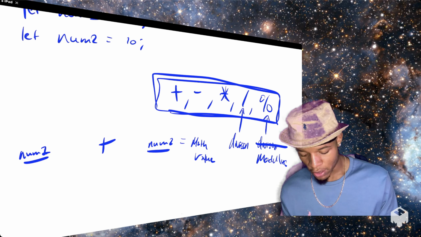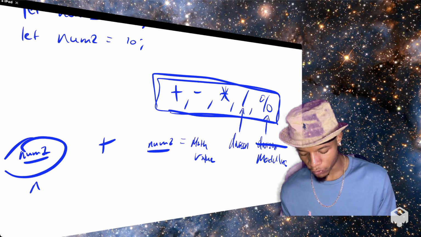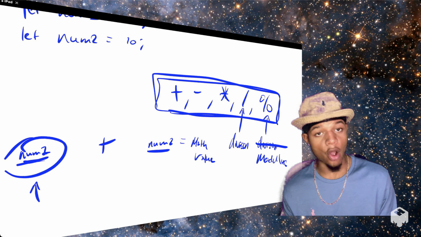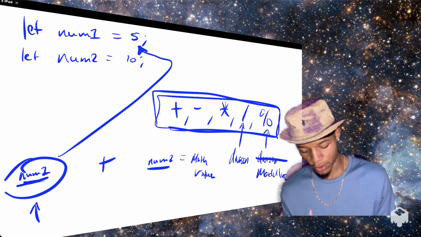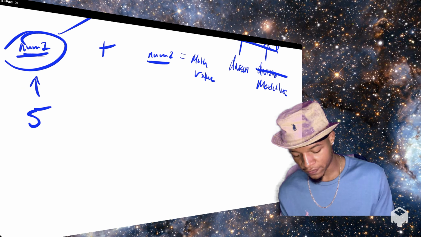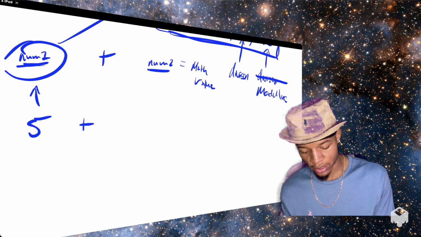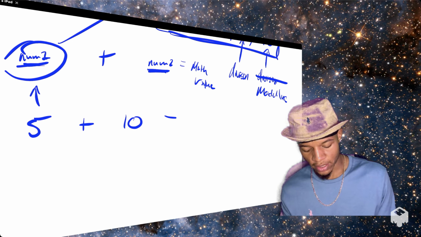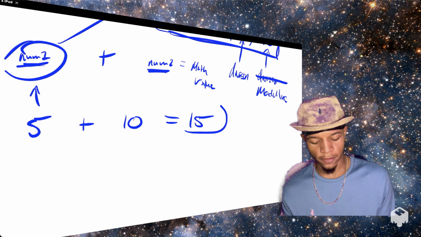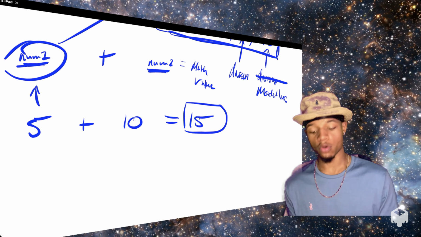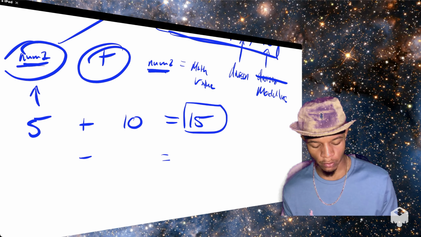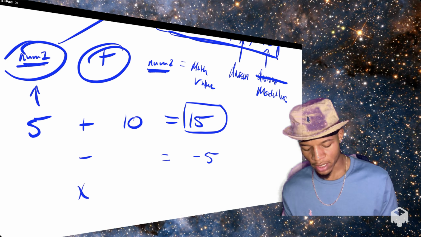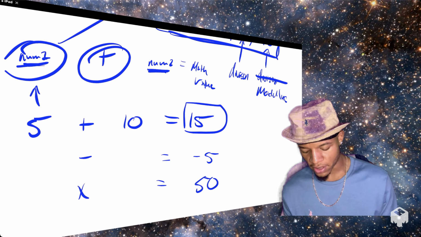It's gonna take, well, we're gonna call on 5. Remember that when we say the name like that, that's calling it. And so when we call it, it goes and retrieves the data for it. So this is gonna say 5, and then we're gonna take plus and num2 was 10, and this is gonna give us our result of 15, right? Cool, that's what this operator allowed us to do. The minus one would get us a result of negative 5. The times one would get us a result of 50.